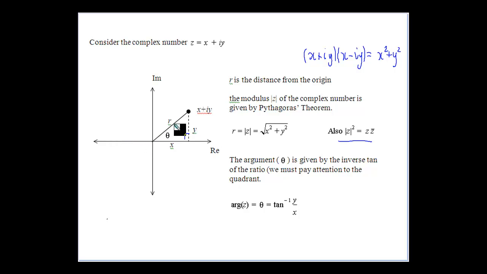What we want to look at now is how to describe a complex number in a different form that makes it a little bit easier to use on the Argand diagram. And what we're going to do is put it in what we call modulus and argument form. Basically, we want to describe the distance of the point, the complex number, from the origin, from 0 plus 0i.